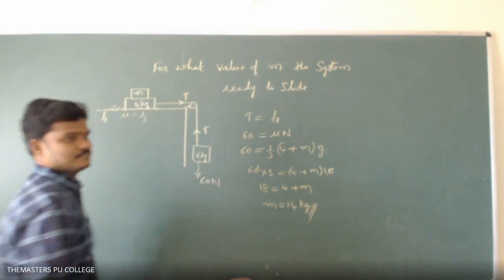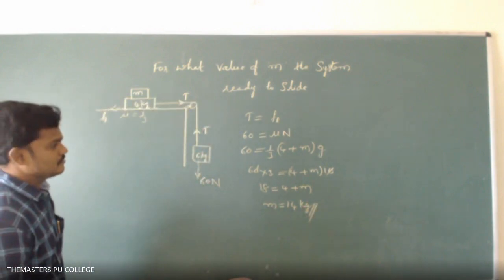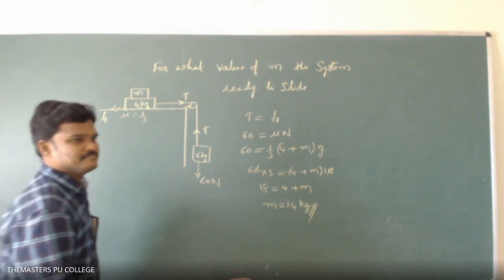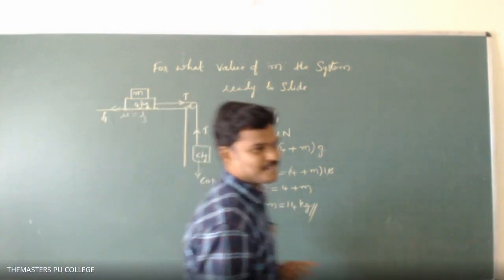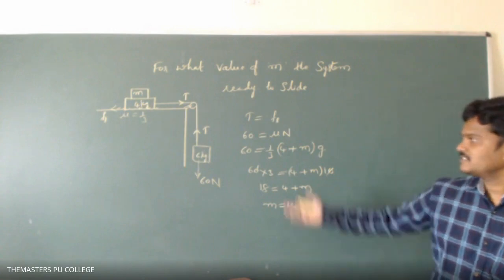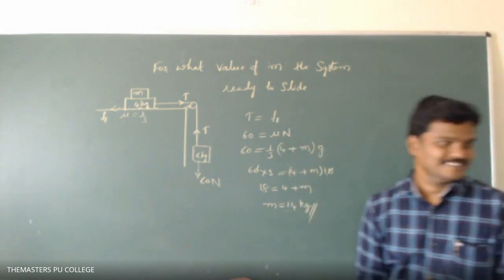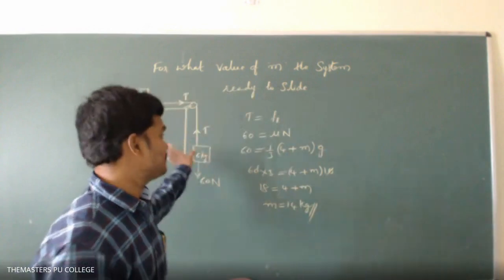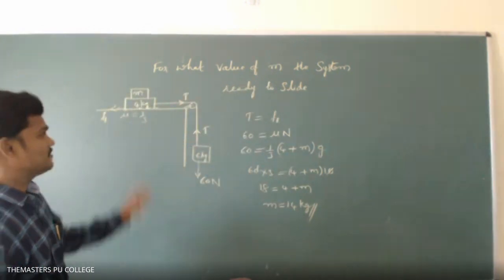Very huge, but no problem. It means you have to keep that much mass so that the system is ready to move, because the 6 kg is hanging vertically. Don't expect it to be the same mass here, because the wire is connected.